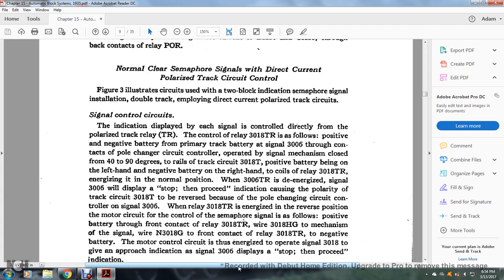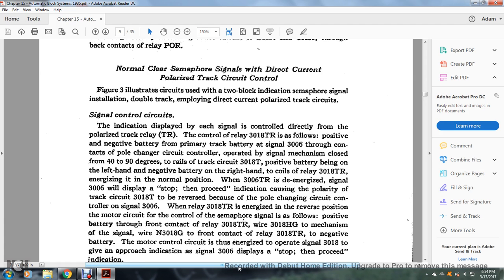position at 3006 TR. To de-energize, the signal of 3006 will display stop and then proceed indication because of the polarity of the track circuit 3018T to be preserved because of the polar changing circuit with the controller of the signal 3006 when the relay 3018 TR is energized with the reverse pole position.